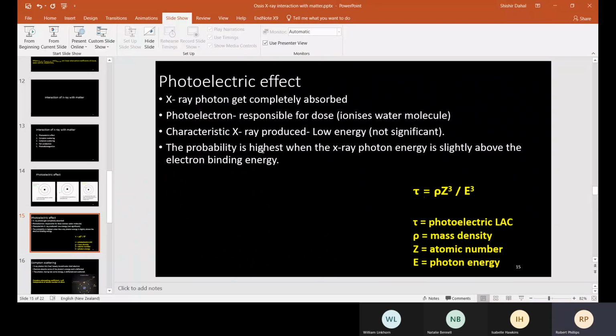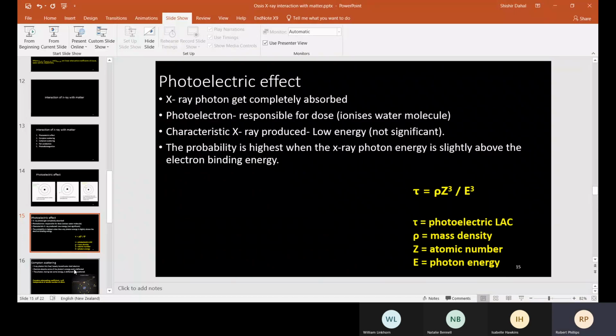The probability is highest when the X-ray photon energy is slightly above the electron binding energy, and it's obvious. No? If there is a binding energy, if we increase the energy of the X-ray photon just a little bit more than that binding energy, that will be sufficient to eject it. But if you see here, energy is inversely proportional to the photoelectric effect. That means if we increase the energy, the photoelectric effect won't happen because it's inversely proportional. So is it clear?